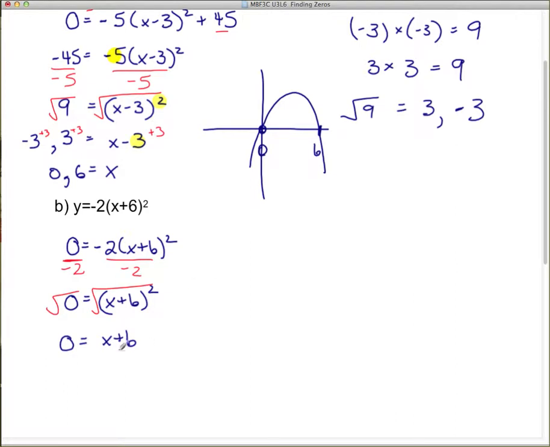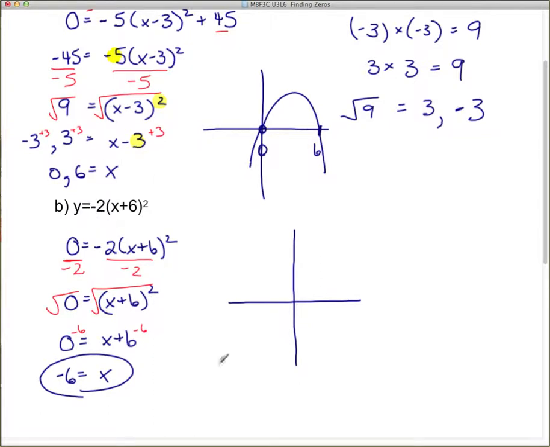And this is going to be one of the cases where this parabola just touches the axis. And if I'm going to find where it just touches the axis, I'm going to subtract 6 off of both sides, and it's going to just touch the axis at negative 6. That equals x. So this is one of the cases where it has only one x-intercept, and that x-intercept is going to be at -6.